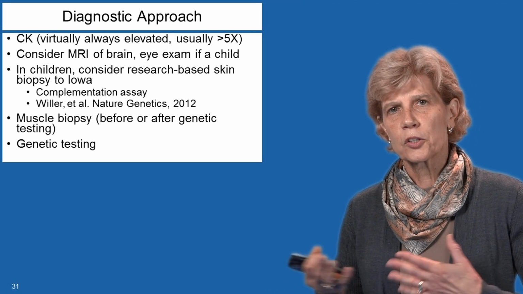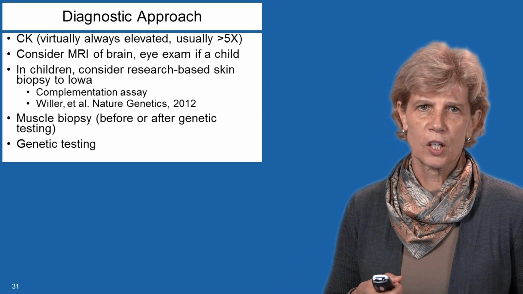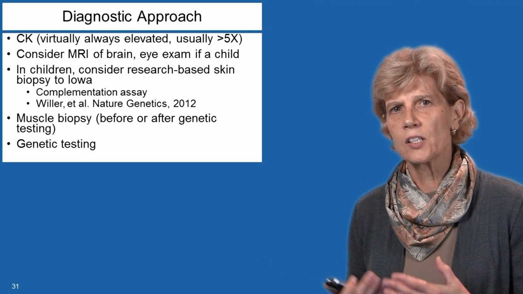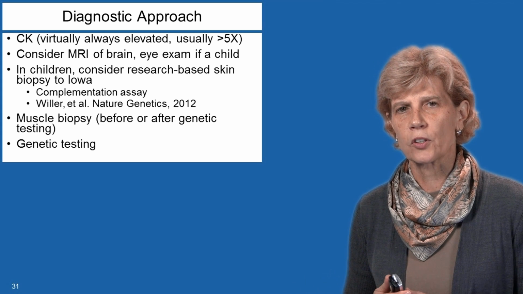And then either start with genetic testing or start with a muscle biopsy. I think most of us would at this point start with genetic testing if you have a strong reason to suspect a dystroglycanopathy.